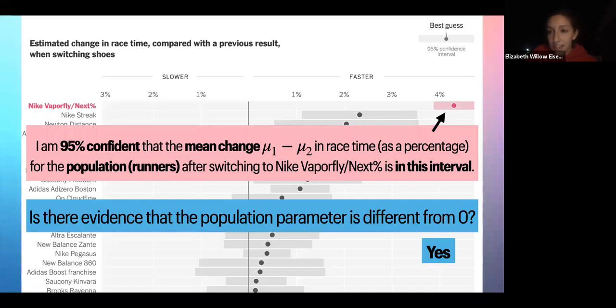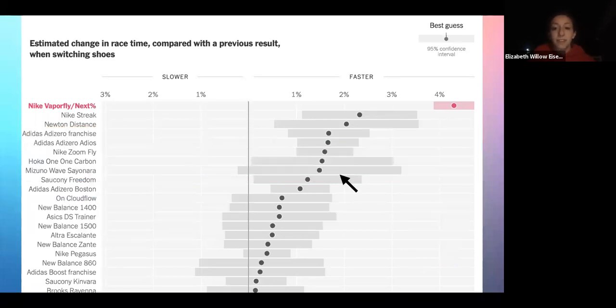So yes. Why is that? That's because of that 95% confidence interval. We can be 95% sure that the population parameter is different than 0, because that confidence interval does not overlap 0. 0 is this vertical line right here. So you can see this is 1% slower, this is 1% faster. So this is the line where there's no change. So we're pretty sure, it's all the way over here, right? So we're 95% confident that it's definitely different than 0. Definitely have evidence of that.